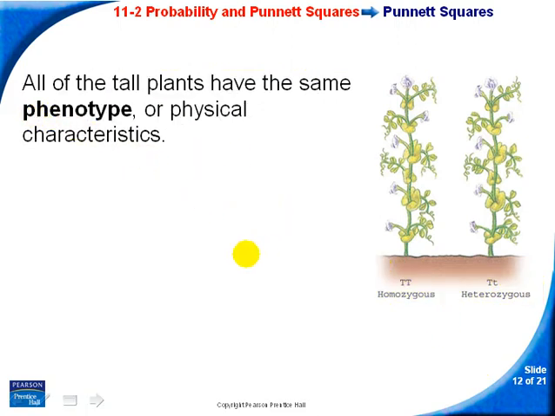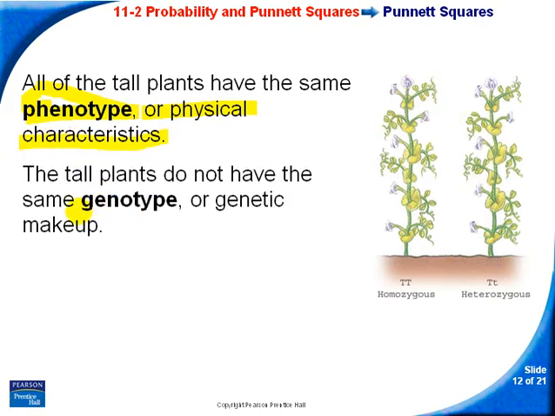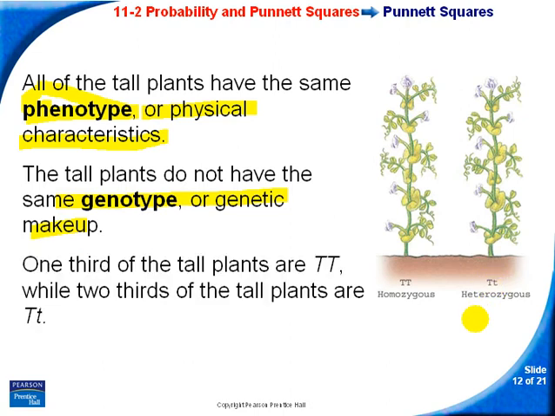Now, this is the phenotype we're talking about, which is the physical characteristics of the plant. And if you look, both of these plants are tall. So the tall plants have the same phenotype, the same physical characters, but they may not have the same genotype or genetic makeup, which means we go back to here. This one's big T, little t. This one's big T, big T. They have the same phenotype. They're both tall, but they have a different genotype, a different genetic makeup, because they carry different alleles.